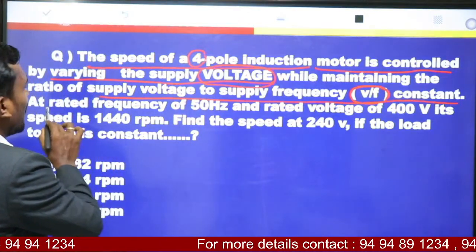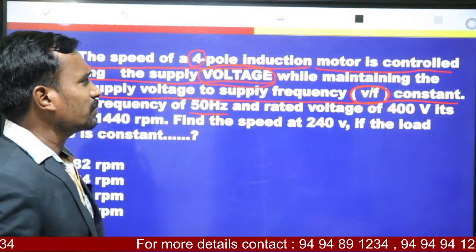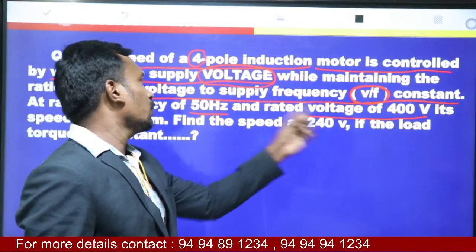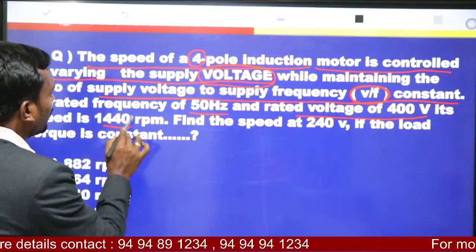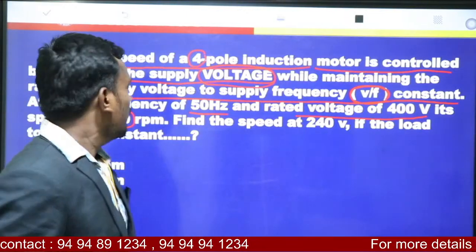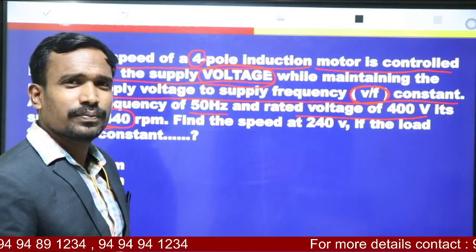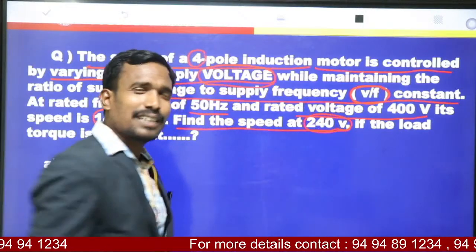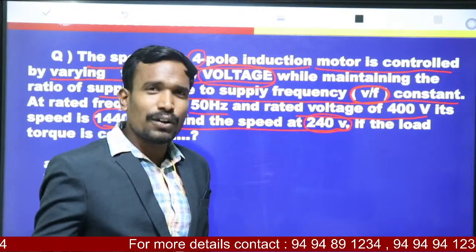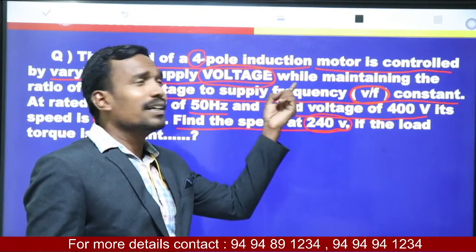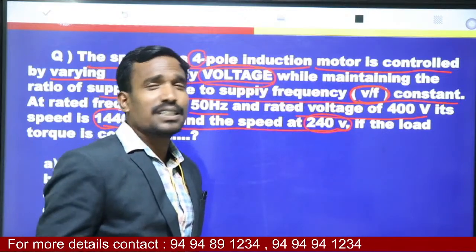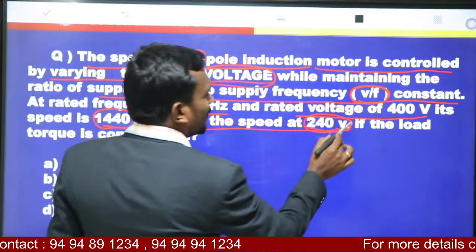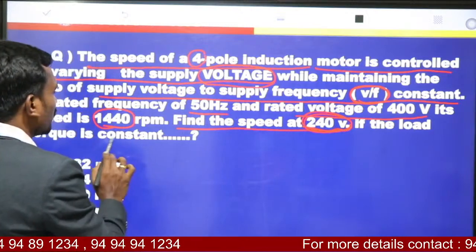At rated frequency of 50 hertz and rated voltage of 400 volts, its speed is 1440 rpm. Then find the speed at 240 volts. It is the same question as previously on the whiteboard, but here V by F ratio is constant, whereas in the previous problem V by F ratio was not constant. That is the change. So find the speed at 240 volts if the load torque is constant.